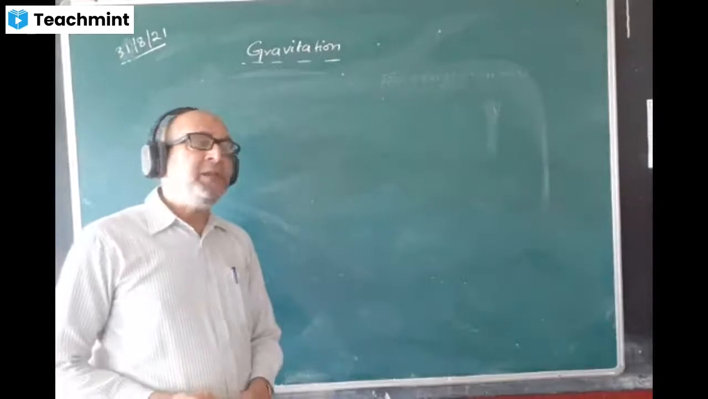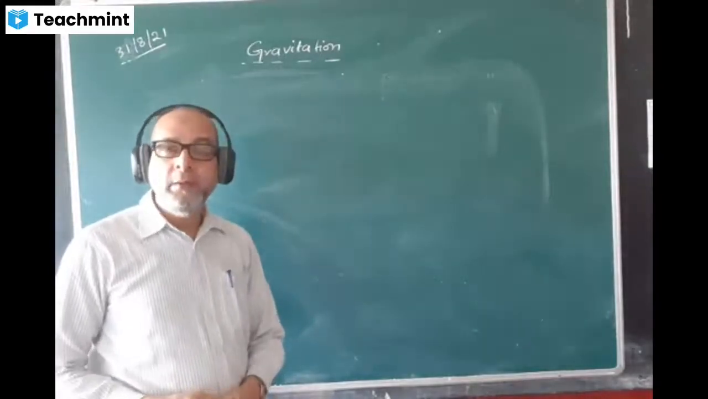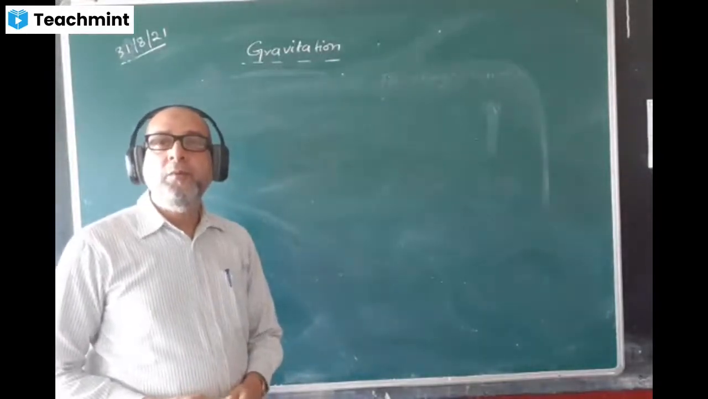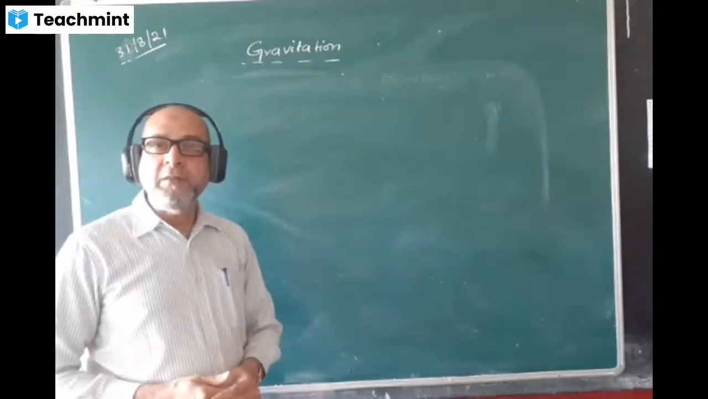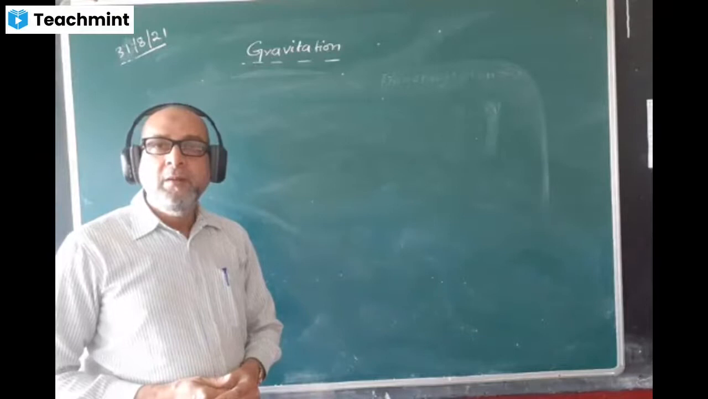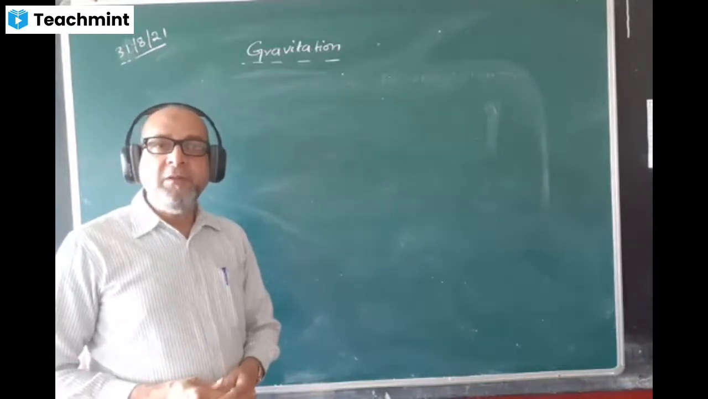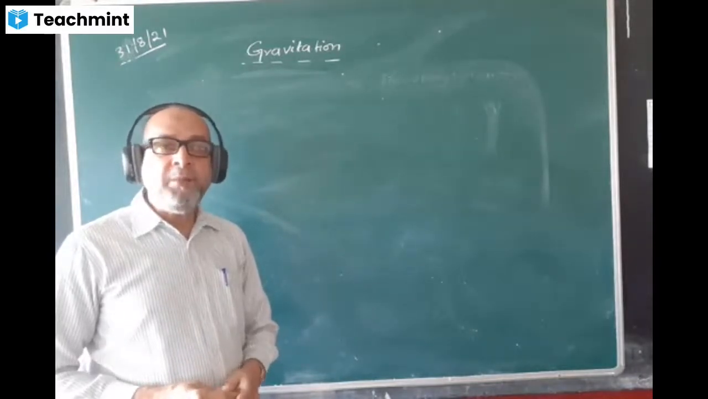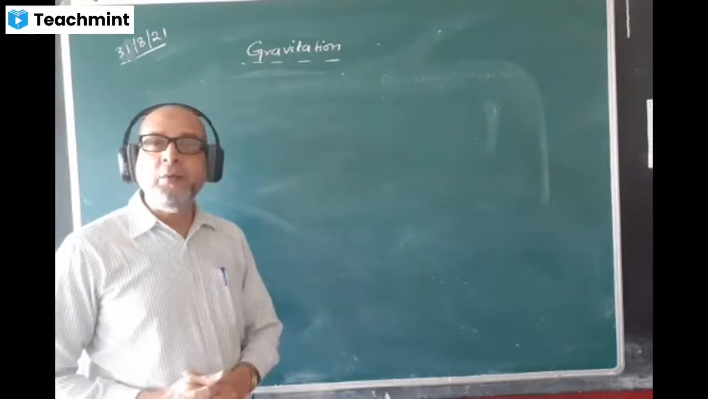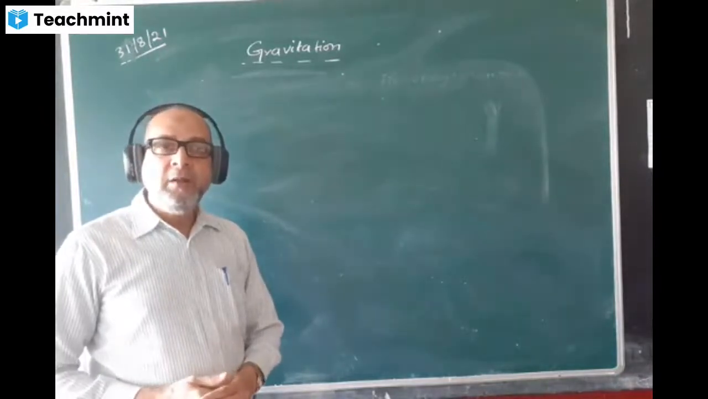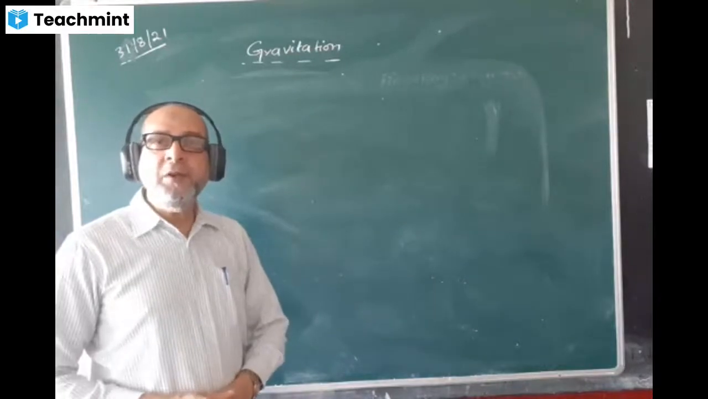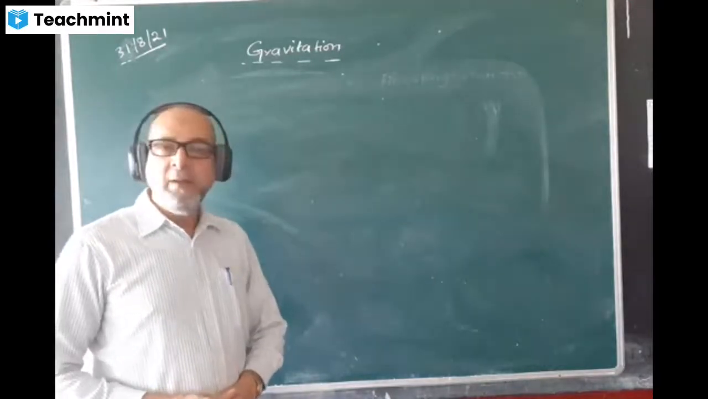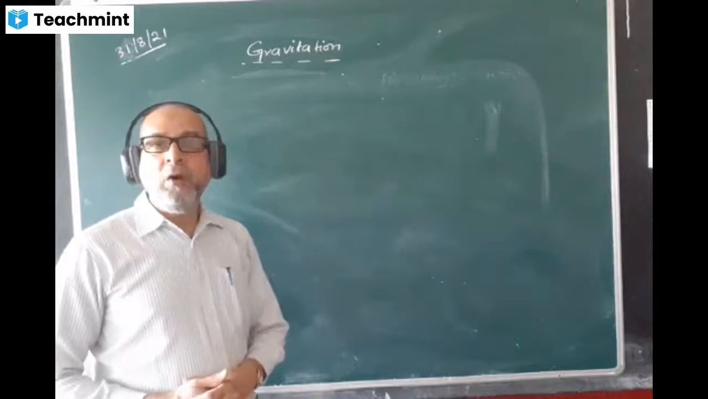Kepler was the scientist who helped Newton make the law of gravitation. To give the law of gravitation, Newton took help of Kepler's law of planetary motion. Kepler's contribution is there in Newton's law of gravitation. That's why we are going to derive Newton's law of gravitation from Kepler's law. How can we derive it?